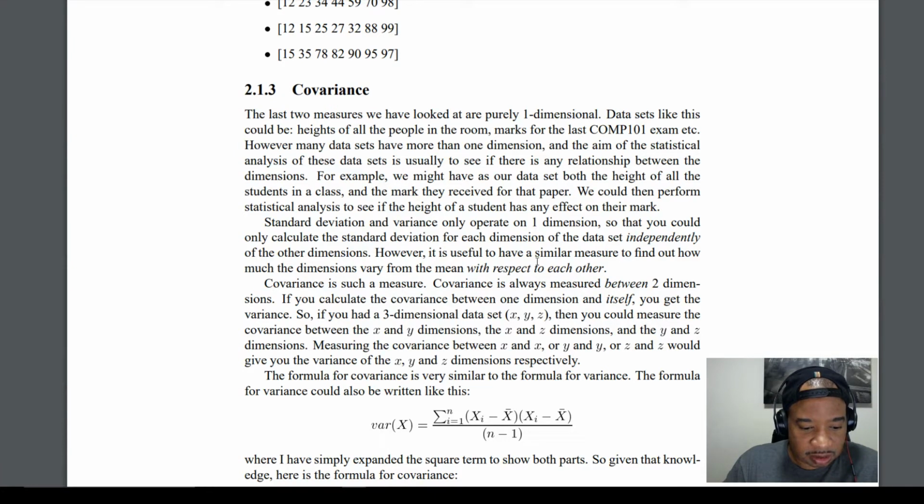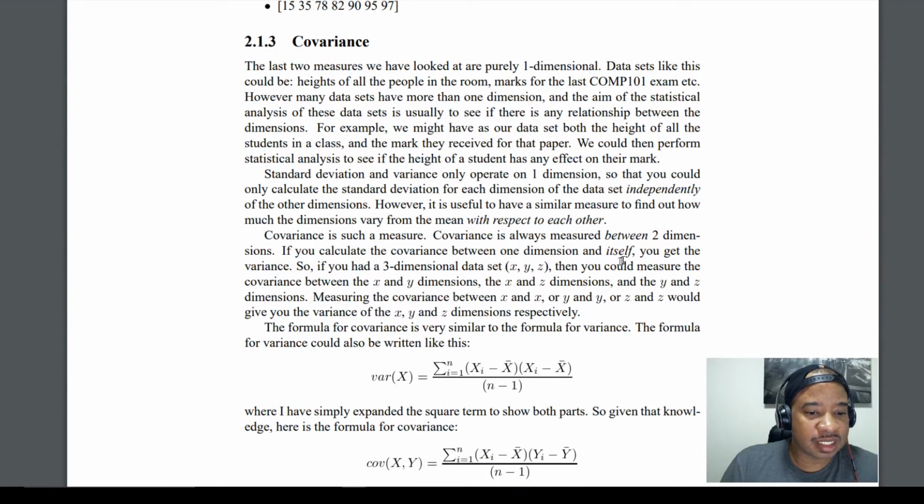Often we were doing tests on the difference of means or the difference in variance, where we would do the one dimension calculations, the other dimension's calculations, and subtract them. But now we're considering the two data sets to be of the same thing, and they're just a different dimension. And so we have to redefine how we calculate what would be considered a variance, and what we call a covariance. So covariance is such a measure. Covariance is always measured between two dimensions. If you calculate the covariance between one dimension and itself, you get the variance.